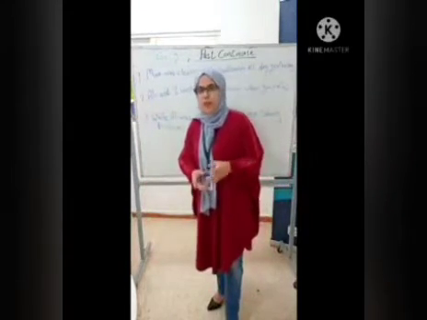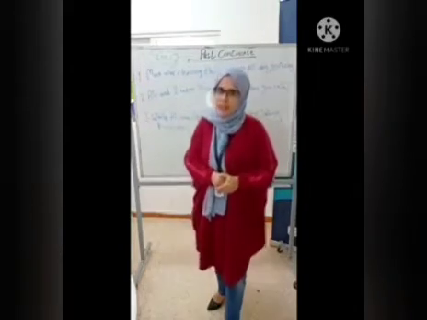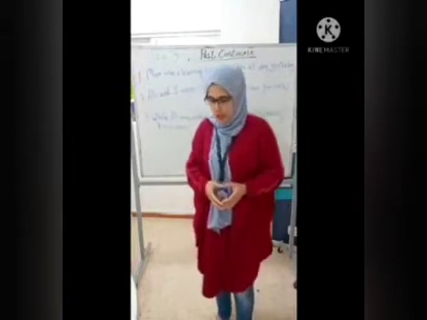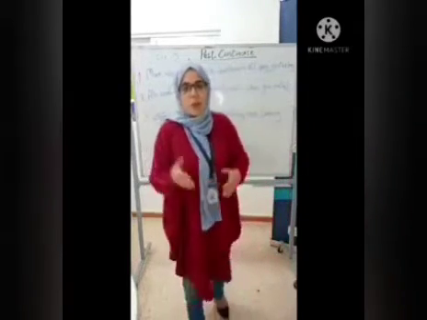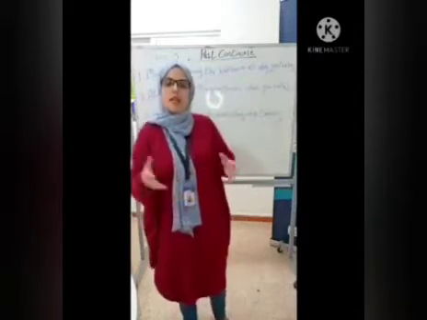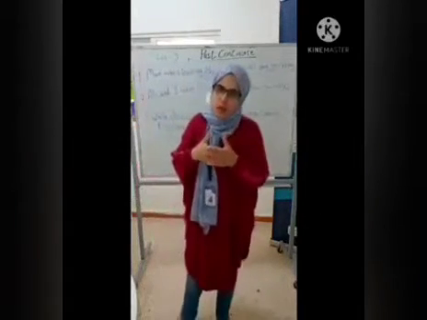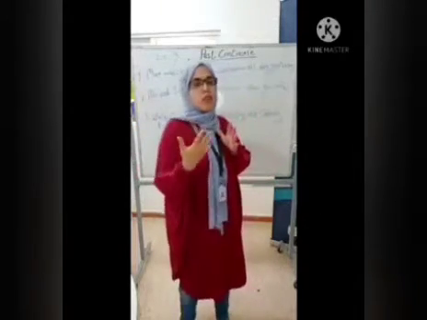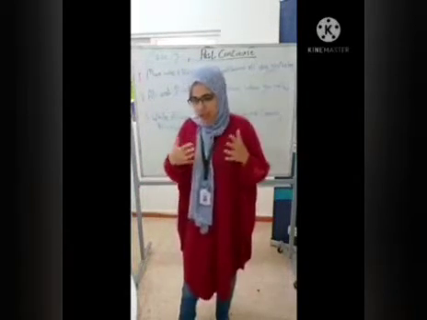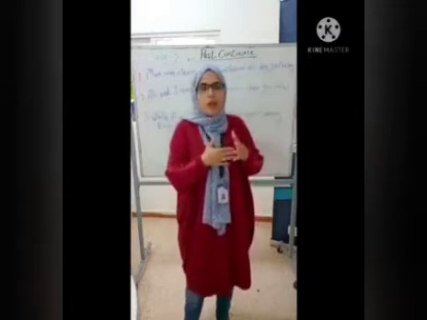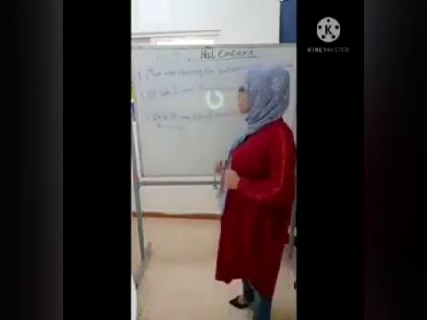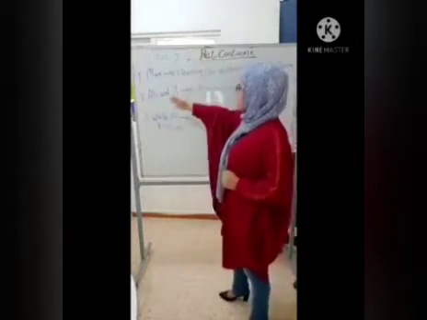What about the next usage? Let's move to the next usage. We use past continuous to describe ongoing actions in the past that were interrupted by another action. So there is an interruption. This interrupting action, we use it in simple past tense. So let's see this example.